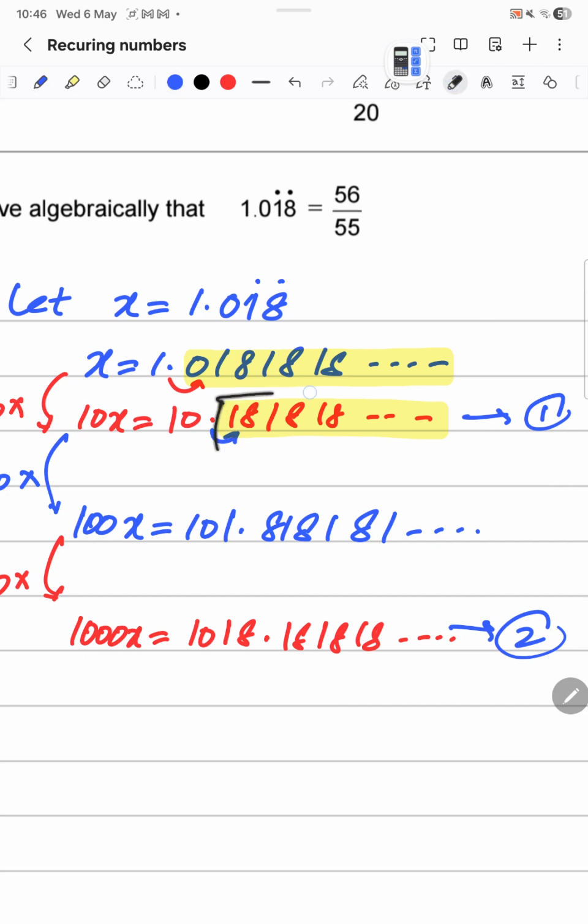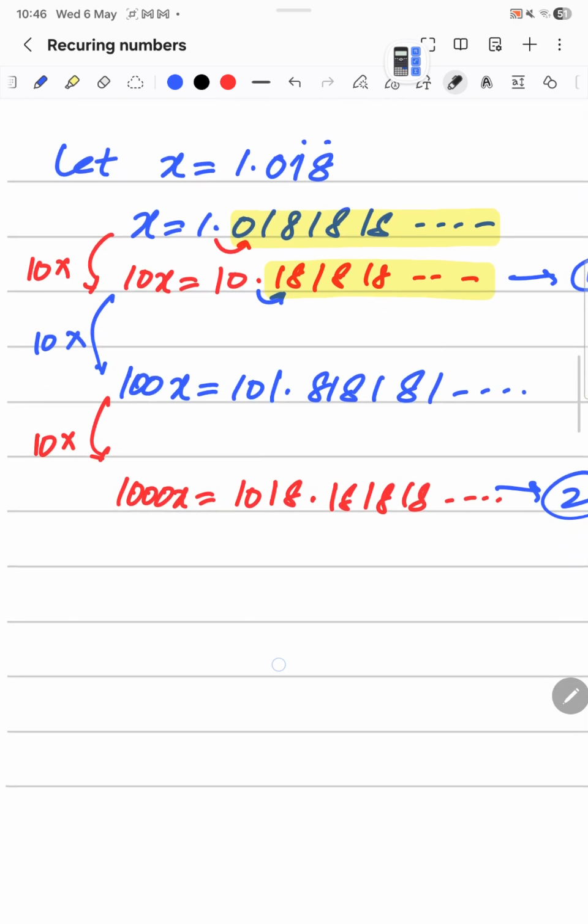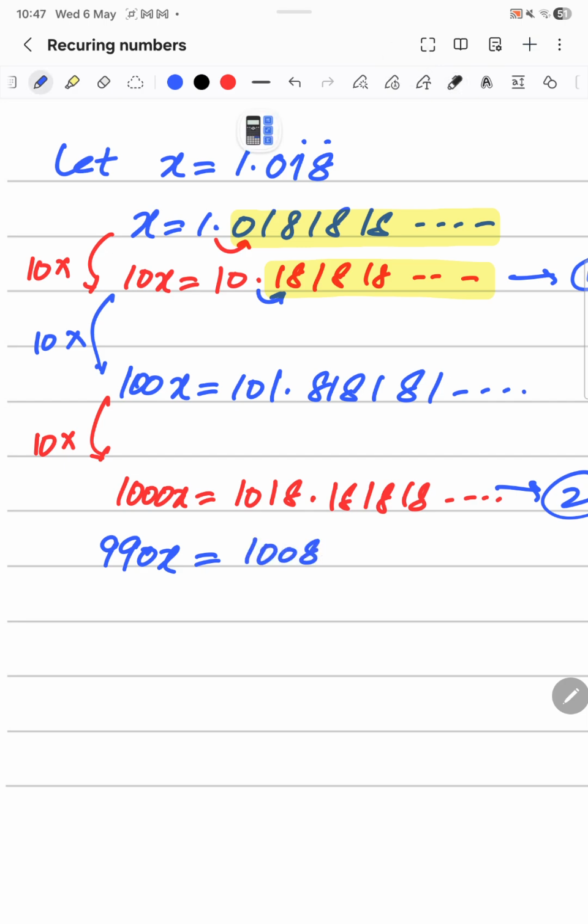You can see we've got the same decimal part here, 1818 and 1818. So we can take away these two equations to get rid of the decimal part. If you take away 10x from 1000x, you're left with 990x. And if we take away 10.1818 from 1018.1818, what we're left with is 1008. If you divide by 990 on both sides, you're left with x equals 1008 over 990.